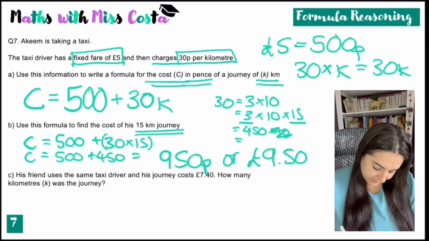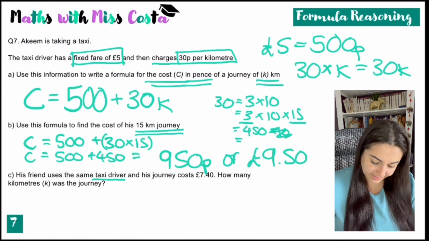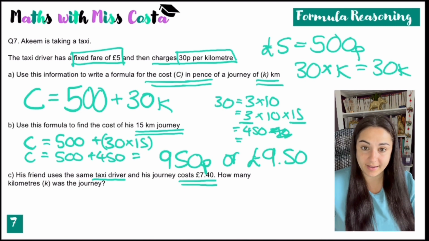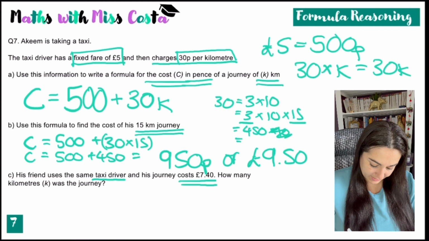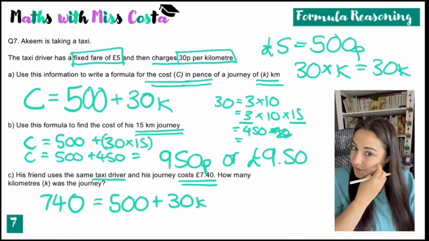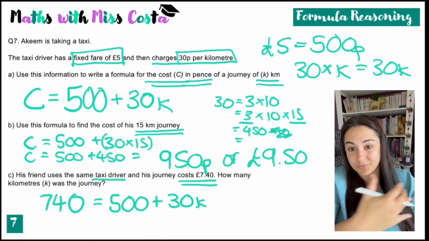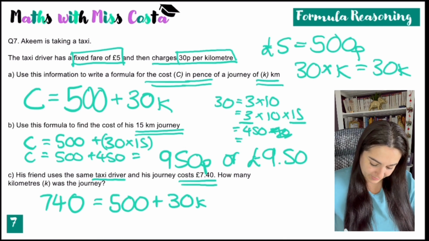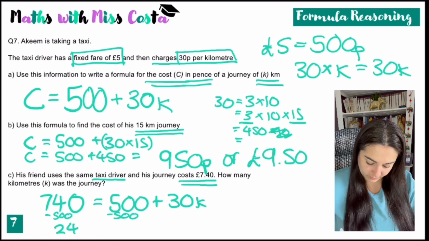Now we're being told that his friend uses the same taxi driver, so obviously the same fixed fare and charge, and his journey costs £7.40. So the total cost, I'm going to substitute that in for C. So £7.40, I might turn it into pence. So 740 pence equals 500 plus 30k. So when I've substituted it into a formula, I want to rearrange it to find the missing variable, just like I do with equations. So I take 500 from both sides. I'm left with 240 equals 30k.